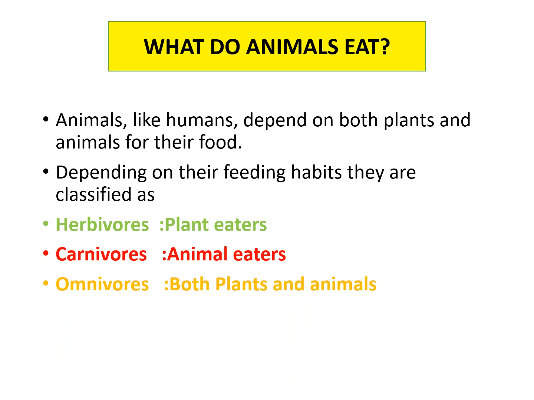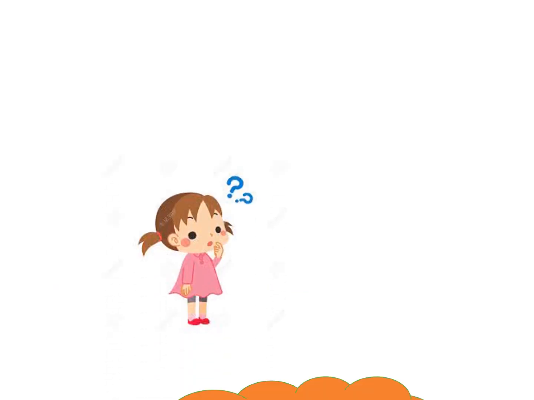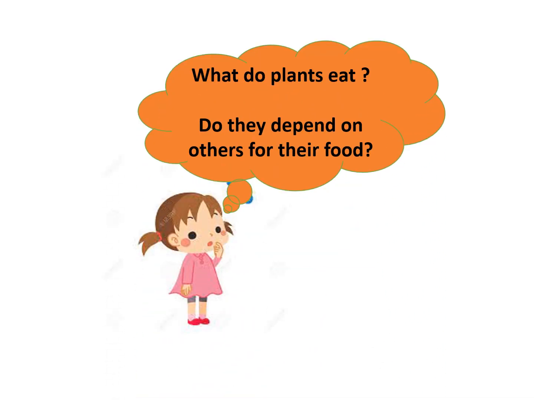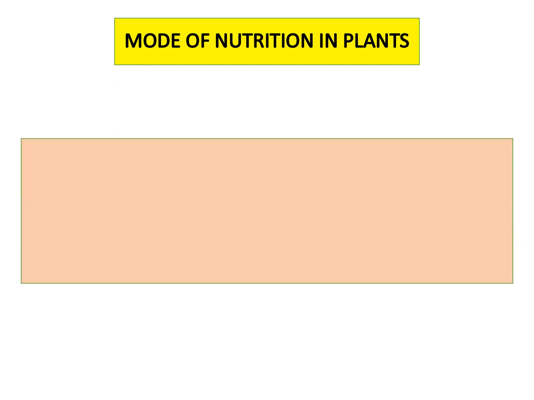So students, till now we have learned about what animals and humans eat. But what about the plants? What do plants eat? Do they depend on others for their food? Let's find out. Now we will understand what is the mode of nutrition in plants.